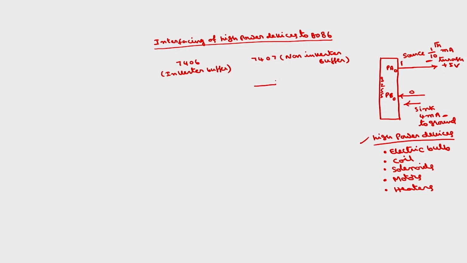The symbol for this non-inverting buffer is this. If you have logic 0 here, the output is also logic 0. If you have logic 1 here, the output is also logic 1. So in terms of voltage it is the same, but this is going to amplify the current. This will act as a current amplifier. Whereas in the case of an inverting buffer, logic 0 gives logic 1, logic 1 gives logic 0, but the current capacity will be more. This will also act as a current amplifier.